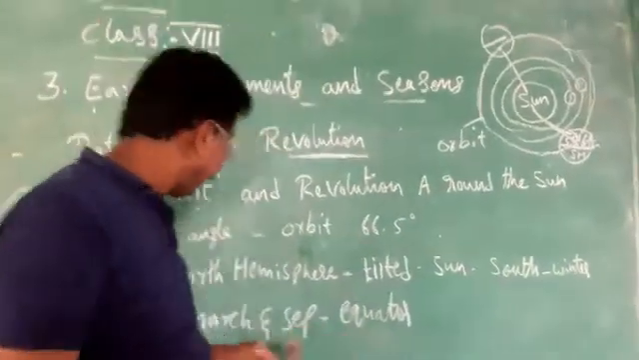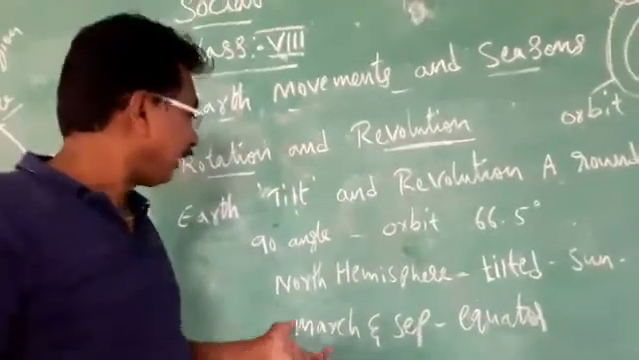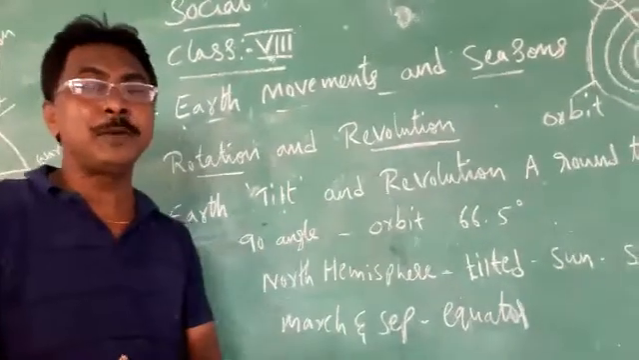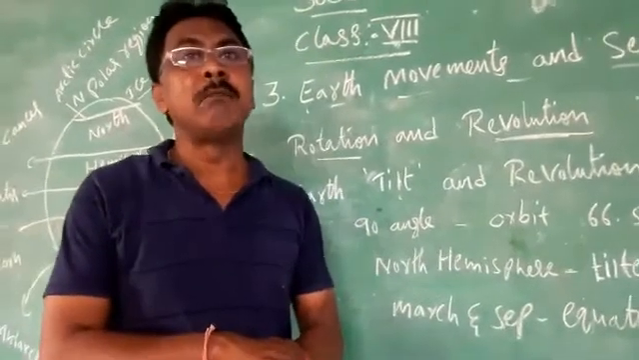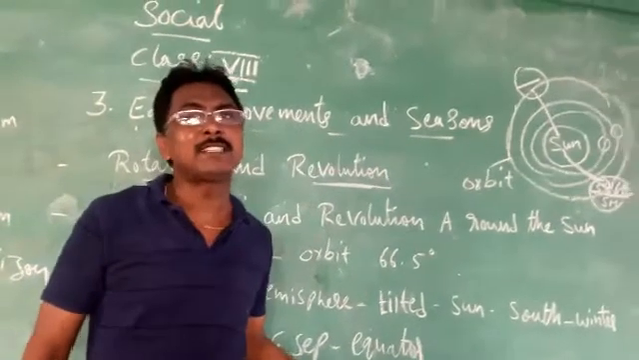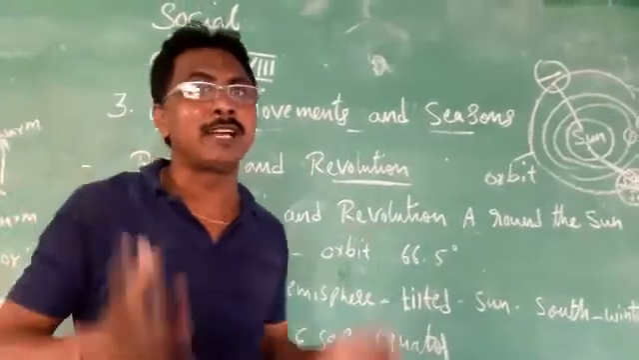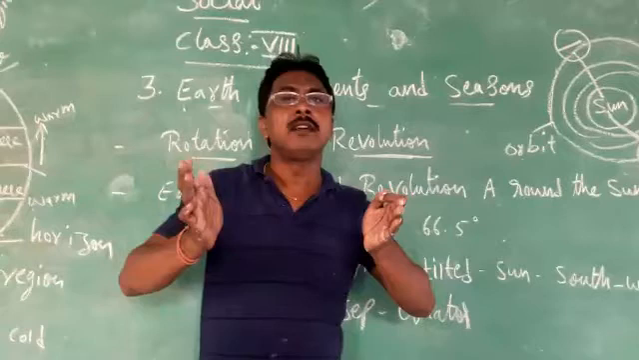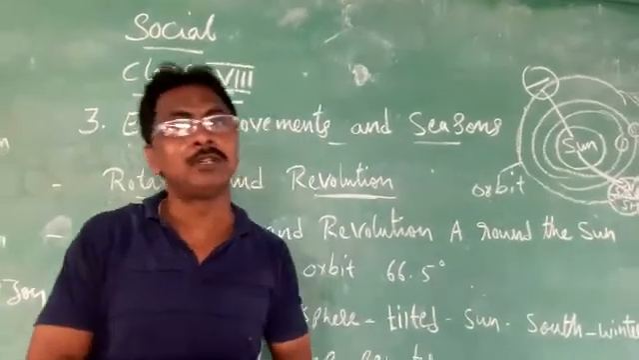I told you, and one thing I'll tell you, in March and September the sun rays fall on the equator. And that's why you see September 23rd and March 21st, which we call equinox. Why we call it equinox: I told you in the previous class, equinox means the total world will have the same day and night.